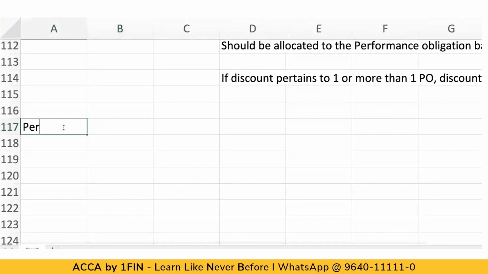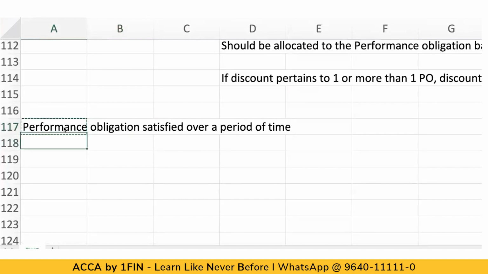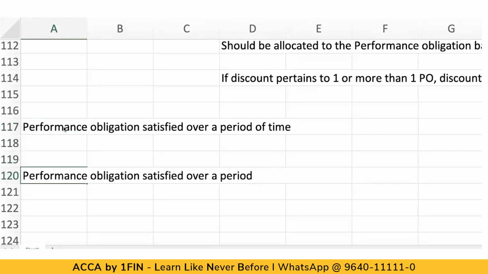Then there is a concept of performance obligation satisfied over a period of time and performance obligation satisfied at a point in time. Now, over a period of time means, for example, telecom services. It is not a single delivery point. You use the telecom services over a period based on number of months, or let us say consultancy services, teaching services. These are services which are provided over a period of time.